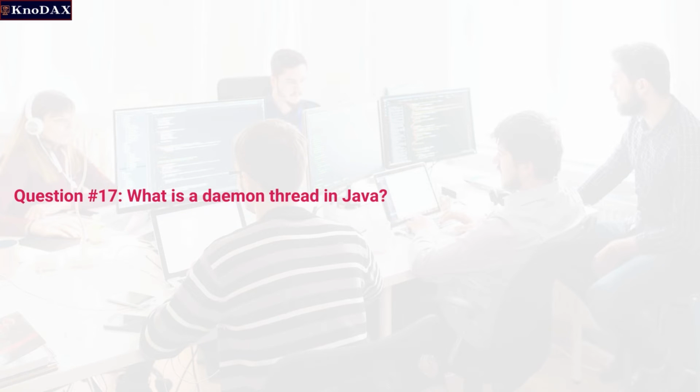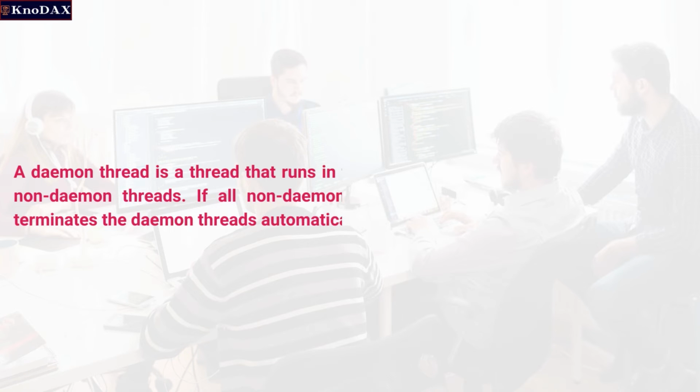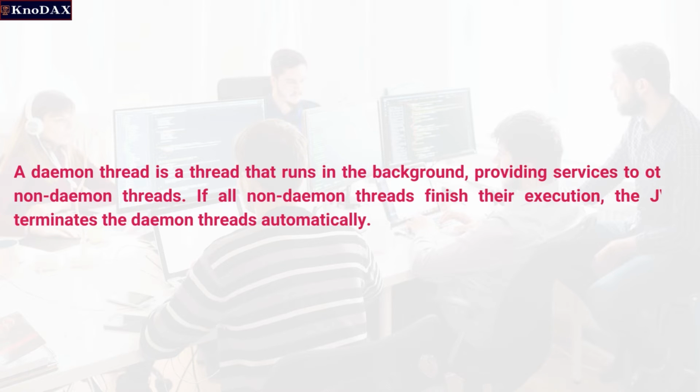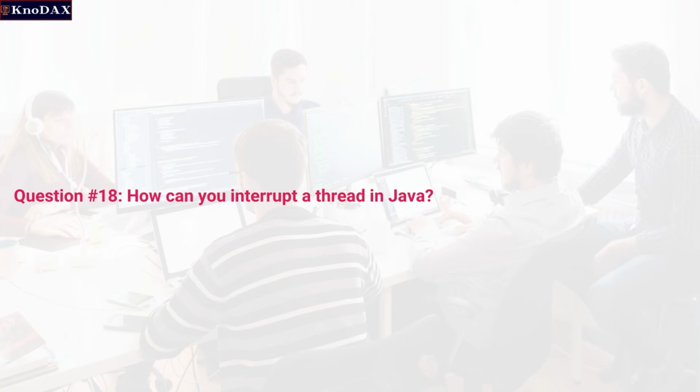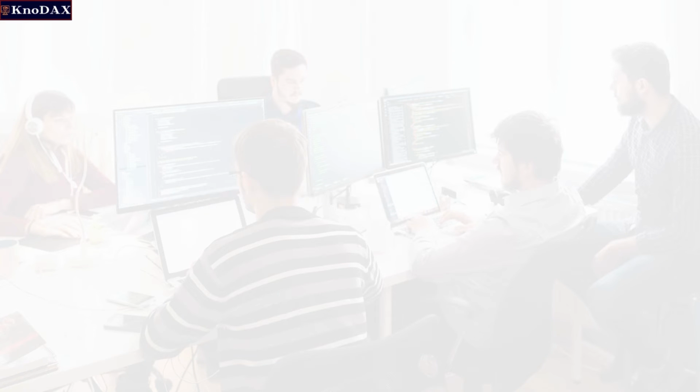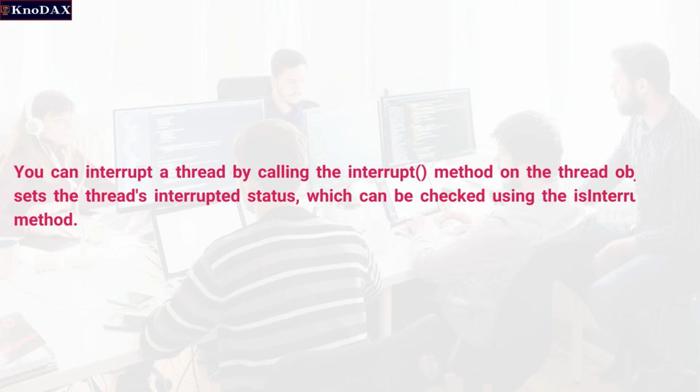What is a daemon thread in Java? A daemon thread is a thread that runs in the background, providing services to other non-daemon threads. If all non-daemon threads finish their execution, the JVM terminates the daemon threads automatically. How can you interrupt a thread in Java? You can interrupt a thread by calling the interrupt method on the thread object. It sets the thread's interrupted status, which can be checked using the isInterrupted method.